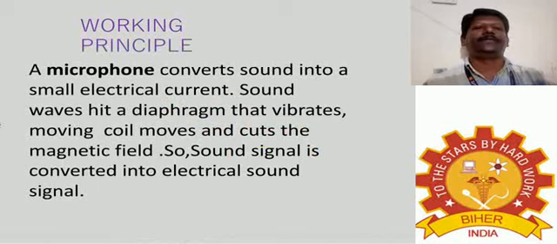A microphone converts sound into a small electrical current. Sound waves hit a diaphragm that vibrates, moving coil moves and cuts the magnetic field. So the sound signal is converted into electrical sound signal.